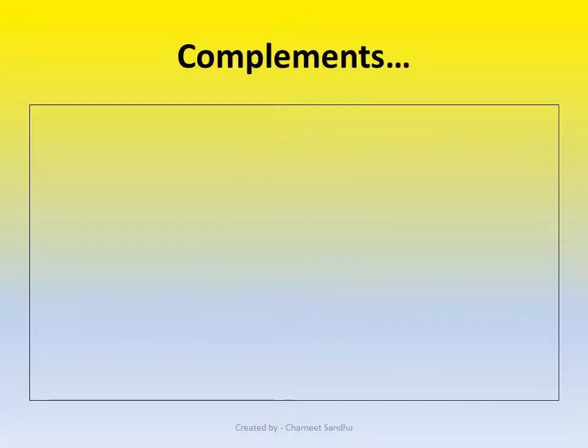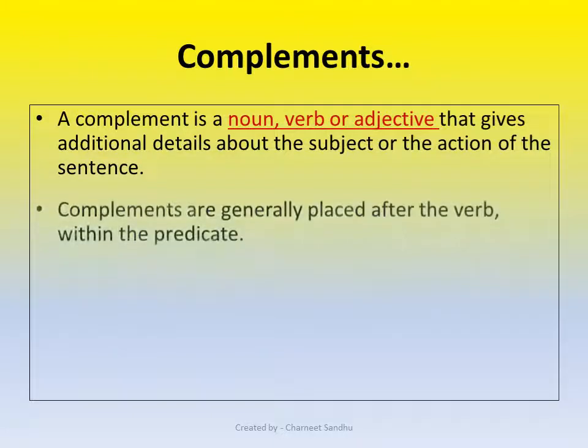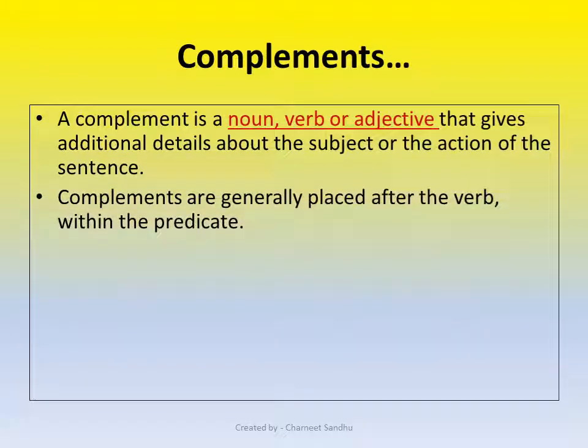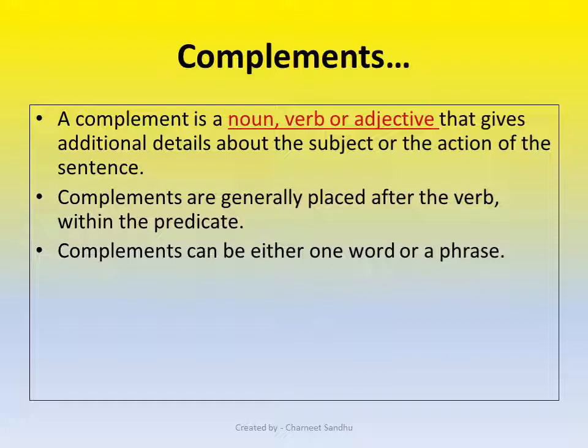Before we move on to the basic sentence patterns, let us understand a few related concepts. Complements. A complement is a noun, verb, or adjective that gives additional details about the subject or the action of the sentence. Complements are generally placed after the verb within the predicate. Complements can be either one word or a phrase.